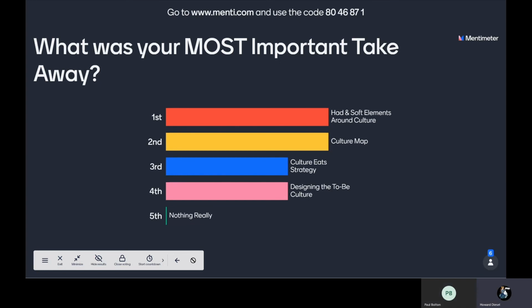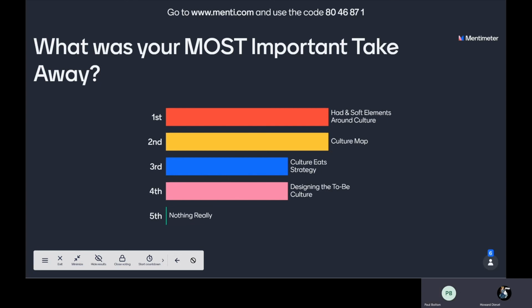Great stuff. Cool. So I put this last slide in here to help us with the evening feedback. What was the most important takeaway? What they are saying here is that it's the hard and soft elements around culture, or the cultural map. It would be nice to share the cultural map with the LinkedIn community in terms of what models they're using, how they have used these things, or whether they are aware of a culture map. Does that give you some guidance?